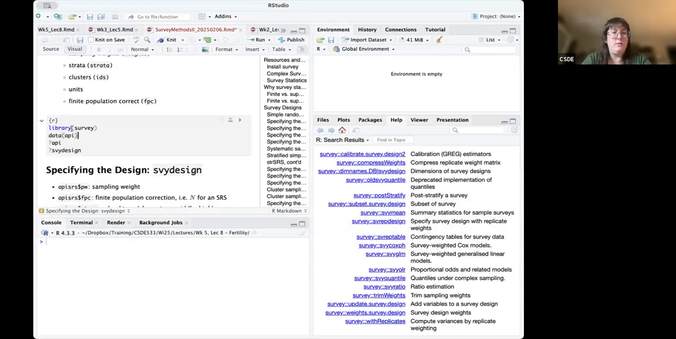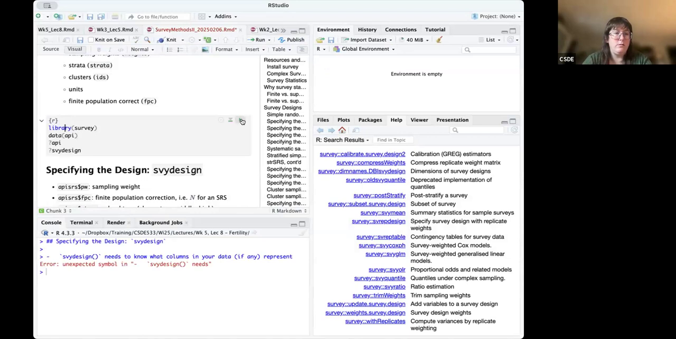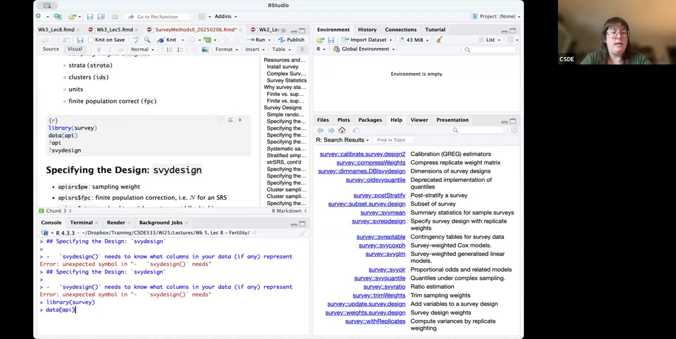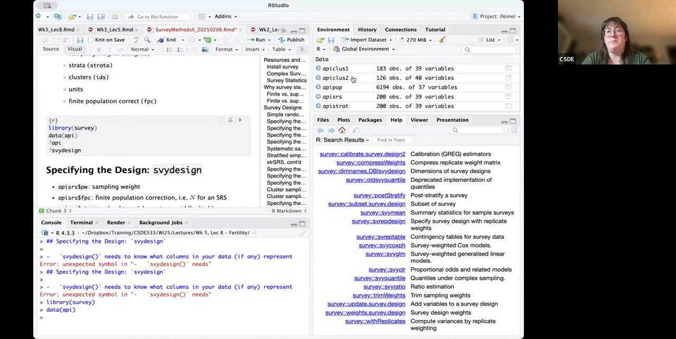All right, so I'm going to load this library. And then I'm going to load this data. And when you do that, you should see a bunch of data sets loaded. The one that's called apipop is the sampling frame. It's the population from which all of these other simulated sample data sets come from. This one is a simple random sample, a stratified sample, and then a one- and two-stage cluster design.